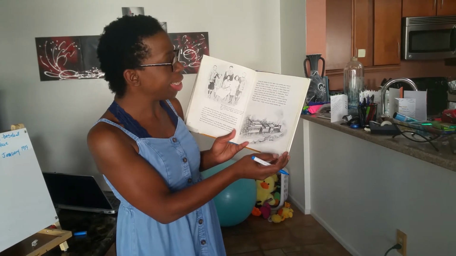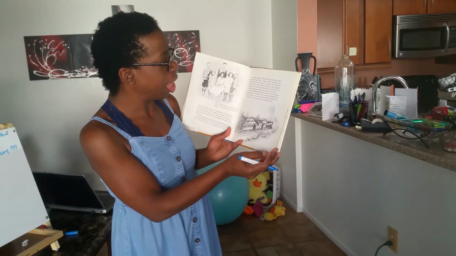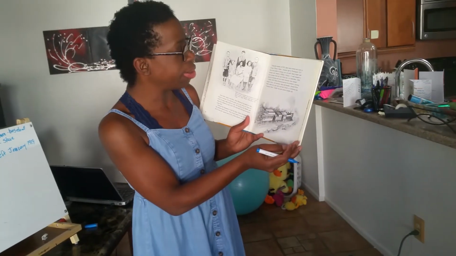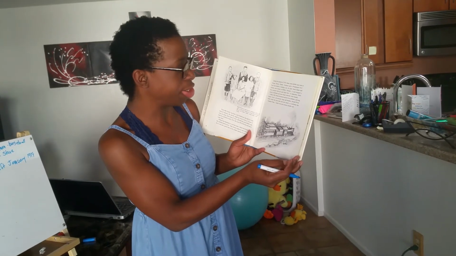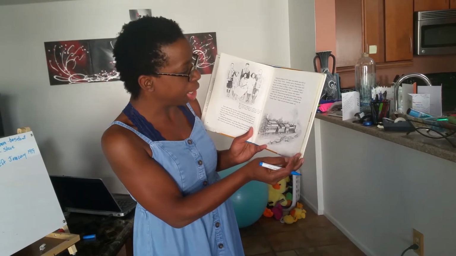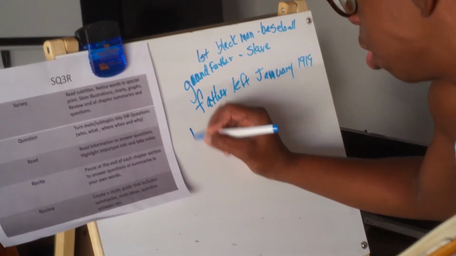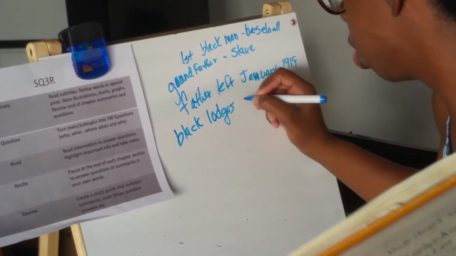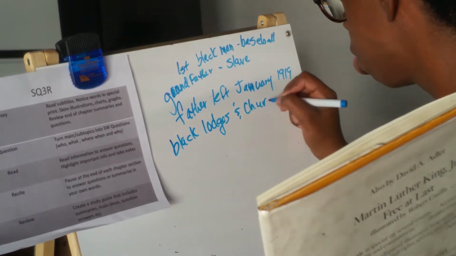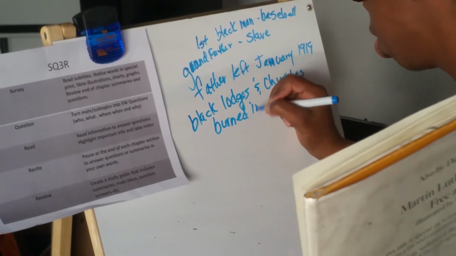During the summer of 1919, there were terrible race riots in Chicago, Illinois, and Elaine, Arkansas, and in Washington, D.C. There was also trouble in Georgia, too. In April, black lodges and churches were burned in Moline, Georgia. So let's write that down, because that might be important. So, black lodges and churches burned in April.